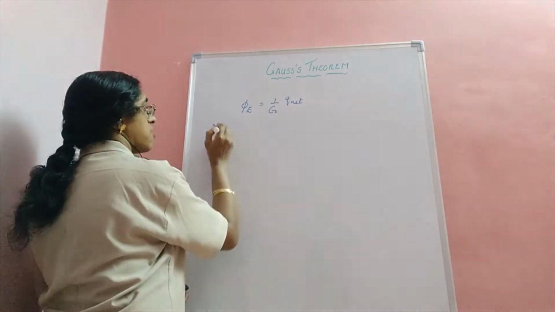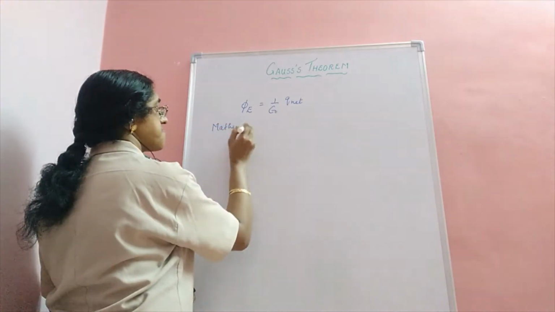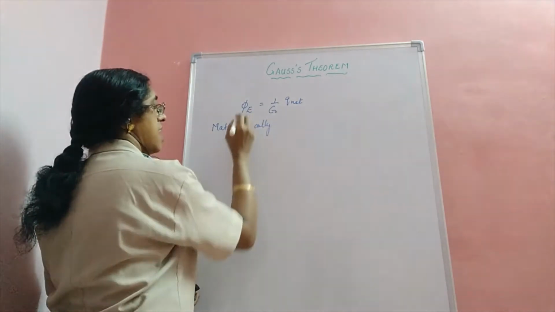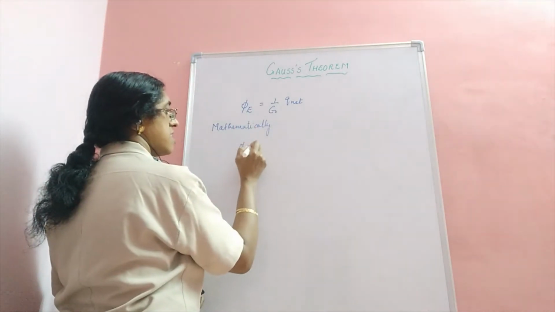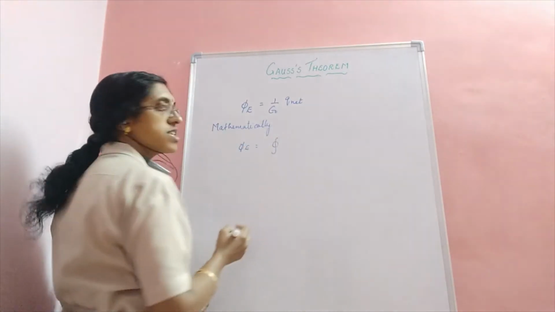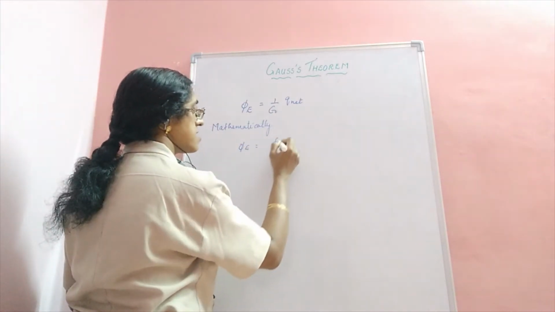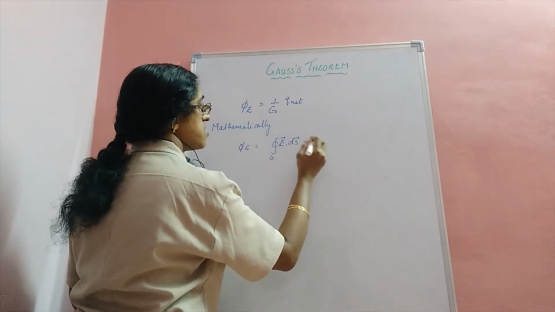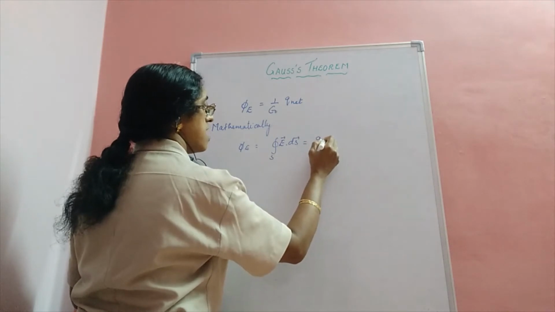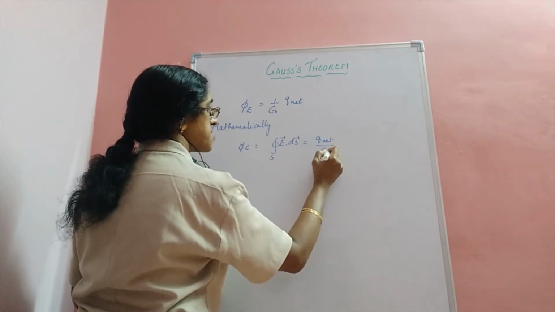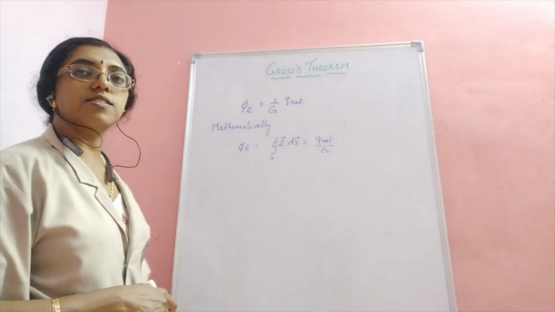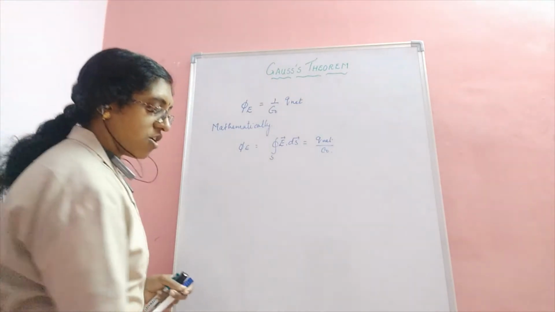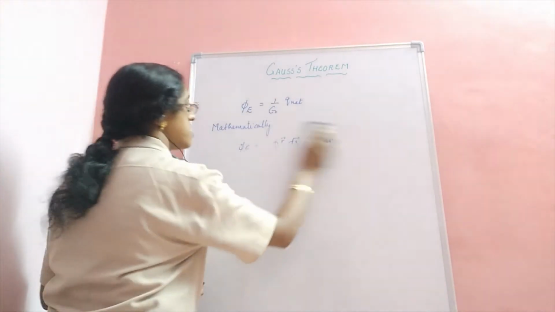Mathematically, it can also be stated as flux phi E is equal to the integral over the closed surface S of E dot ds, which is equal to Q net upon epsilon naught. This is the mathematical form of Gauss theorem. Now let's move on to the proof of Gauss theorem.